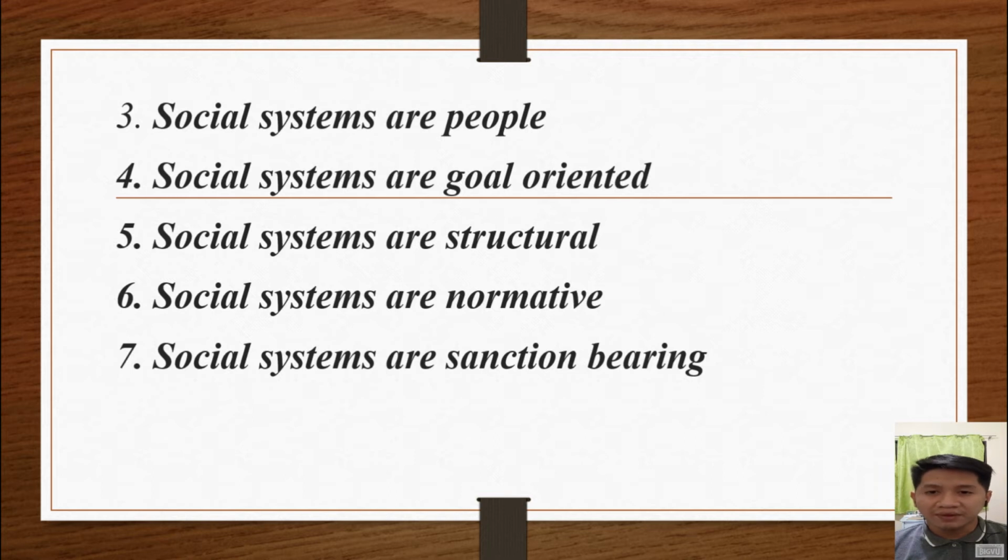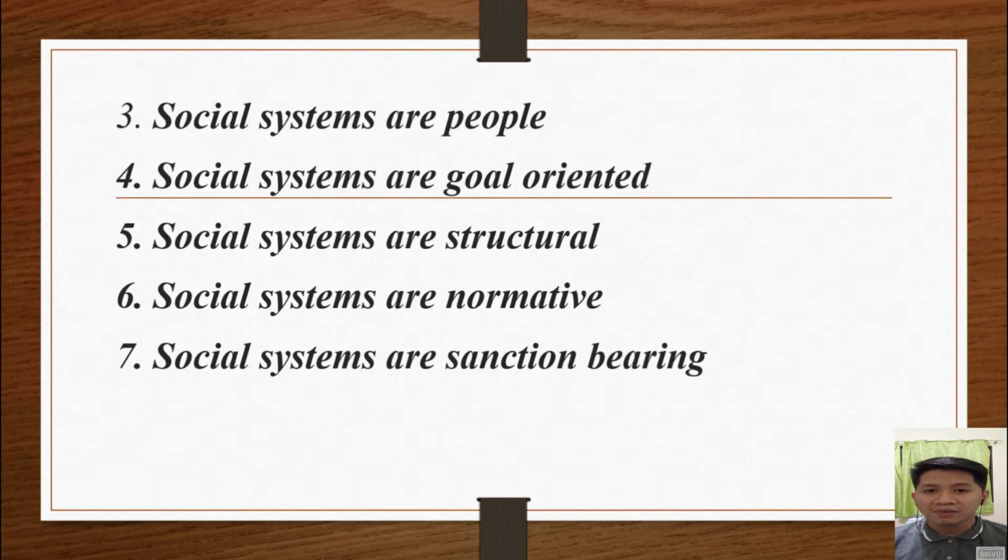The fifth is the social systems are structural. School systems have division of labor, specialization, and hierarchy. Example, we have different teachers with different specialization. There are English teachers, science teachers, and many more. 6. Social systems are normative. Schools have formal rules and regulations as well as informal norms that prescribe appropriate behavior. The school needs to have school policy to make the students have an appropriate behavior, and also the school considers the community upon having policy.